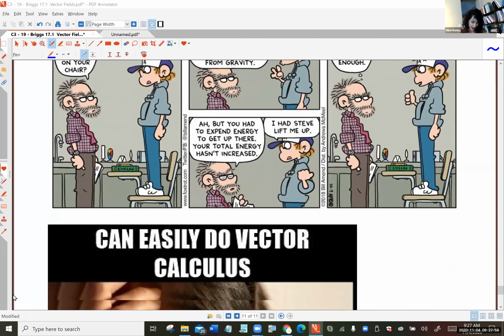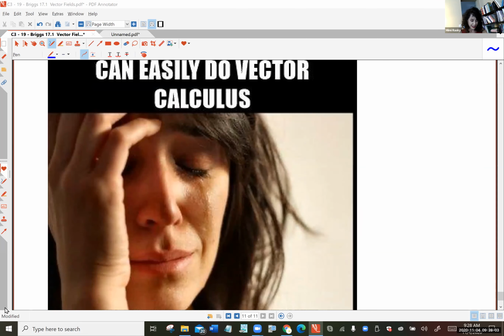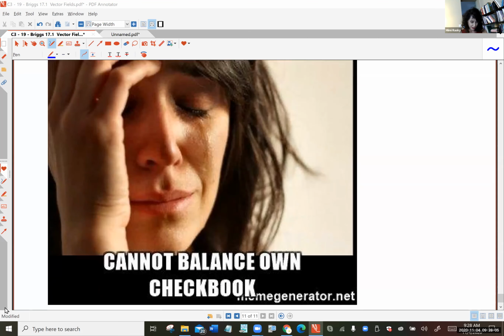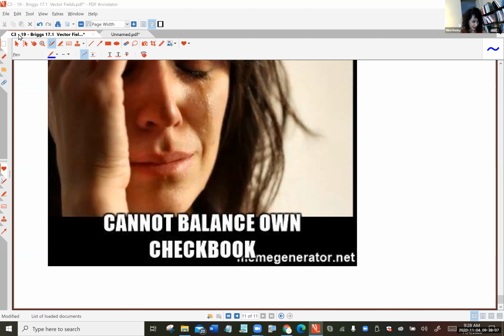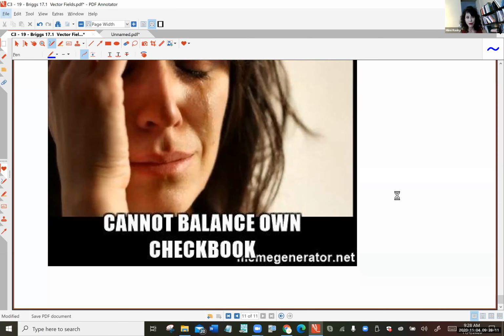Okay. And then I found this meme. It's hard to find vector calculus memes. "Can easily do vector calculus. Cannot balance own checkbook." So there you go. That is another wonderful meme. You guys probably don't even balance your checkbook. Who has a checkbook these days? Not for decades. You don't even know what that is, do you?